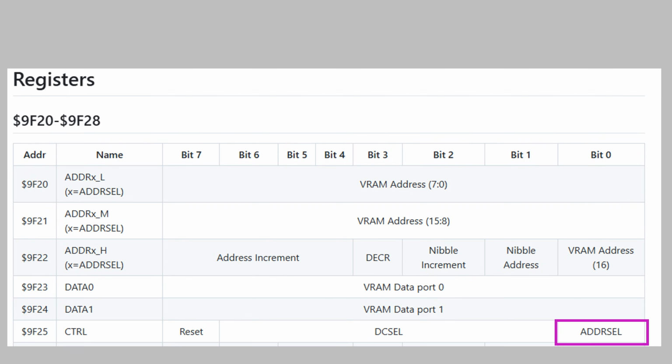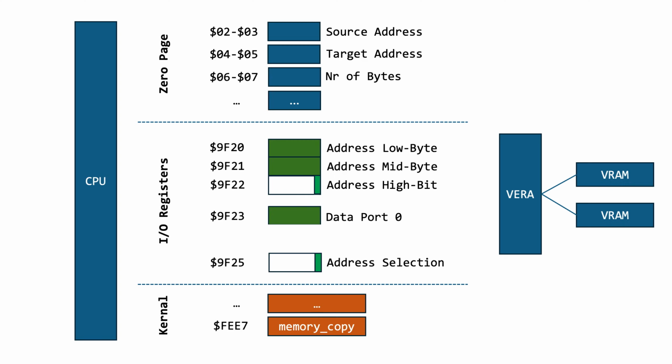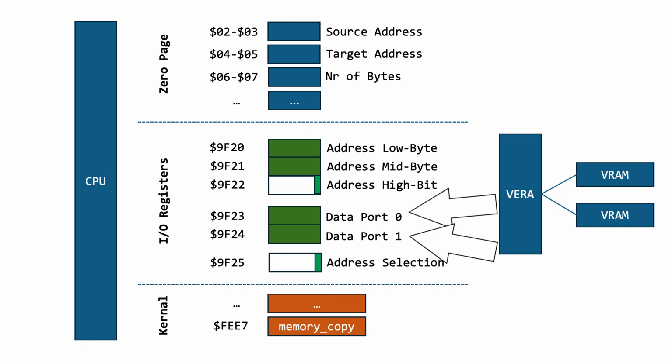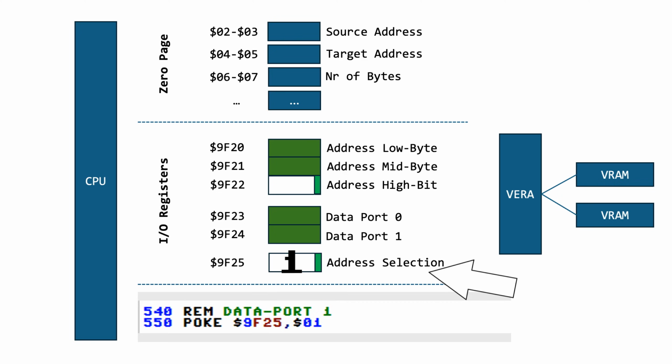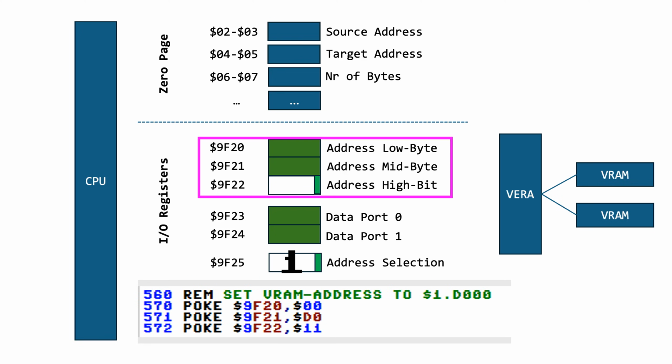How does that work? Remember that 0 value from hex 9F25, where I said we'll cover that later? We'll cover that now. We have 2 pointers into VRAM called data port 0 and data port 1. So far we worked only with data port 0. And we can use data port 1 as a second pointer to VRAM. To do that, we have to first set the lowest bit of hex 9F25 to 1 for data port 1. Then we write the VRAM address again to 9F20 and 9F21. We also set the VRAM bank to 1 again, just in case the register was changed in the meantime.